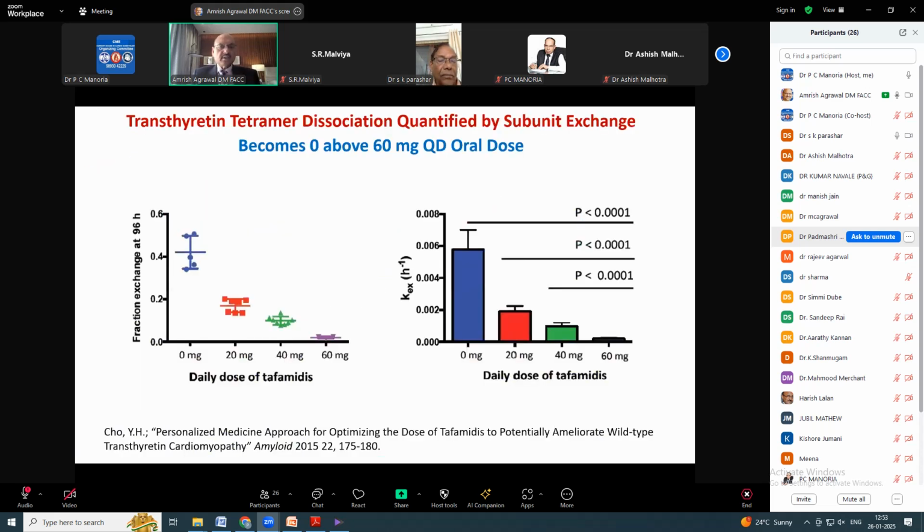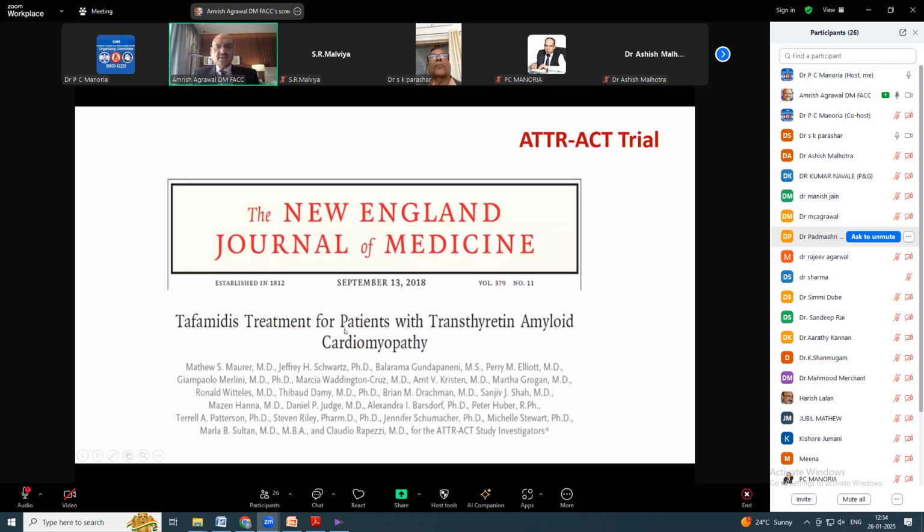It is an oral molecule, which is a good advantage, to be taken daily. The data shows that if you give a 60 milligram oral dose, you inhibit the dissociation of the ATTR protein by nearly 100%. So by giving a 60 milligram dose every day, you can prevent dissociation into subunits by nearly 100%. And it was tested in a clinical trial which came in 2018, called the ATTR-ACT trial.